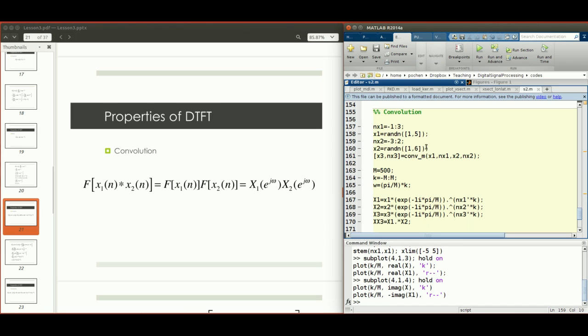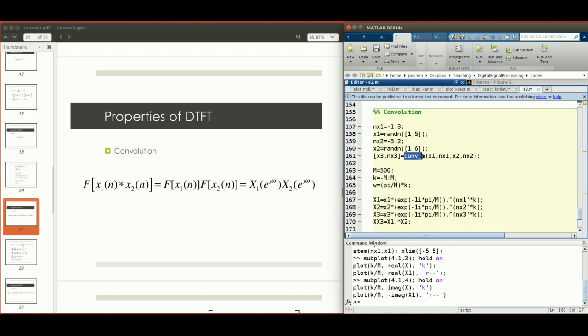Let's construct the two signals first. nx1 goes from -1 to 3. That's the horizontal axis of the first signal. And x1 is just five random numbers. That's our first signal, x1, and its horizontal axis. And that's our second signal, nx2, goes from -3 to 2, and it's 6 random numbers. That's x2.